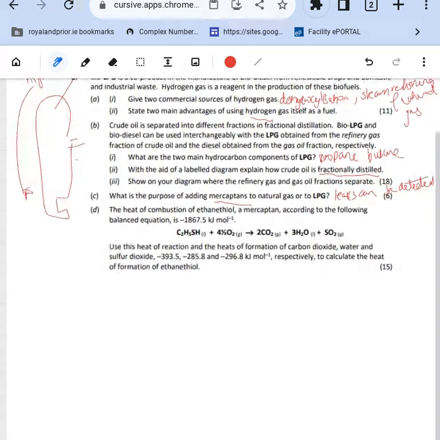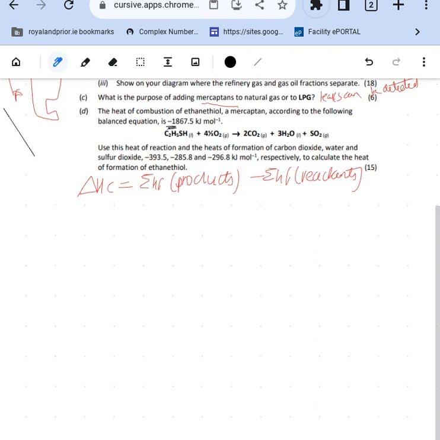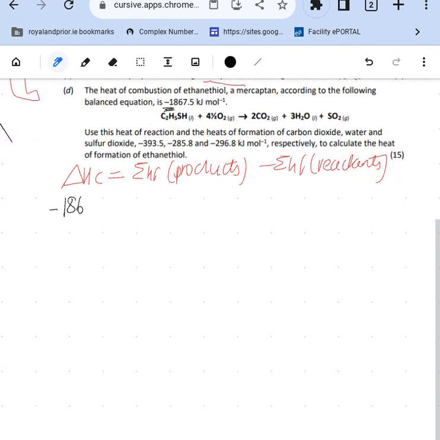And then my old favourite, I love these calculations, I live for them. The heat of combustion of ethane thiol, according to the following balanced equation, is given. So once I see that, I'm writing down my formula straight away. Heat of combustion is the sum of the heats of formation of your products minus your reactants. So your products go first and then your reactants. Now this is the second type of calculation where they give you the heat of combustion and we're asked to work out the heat of formation of one of these substances. It's minus 1867.5. Remember, the minus just means it's an exothermic reaction. This heat's been given out. Use this heat of reaction and the heat of formation of carbon dioxide, water and sulfur dioxide to calculate the heat of formation of ethane thiol.